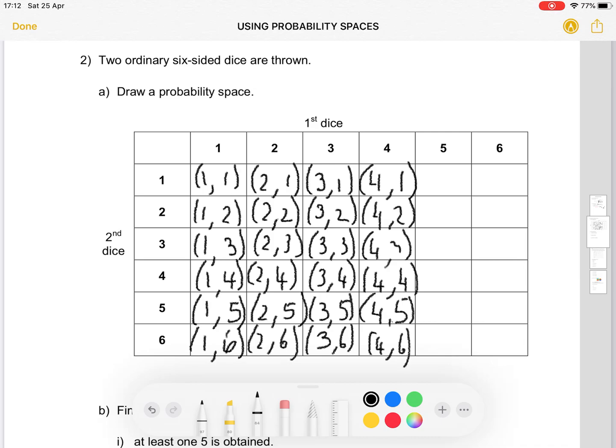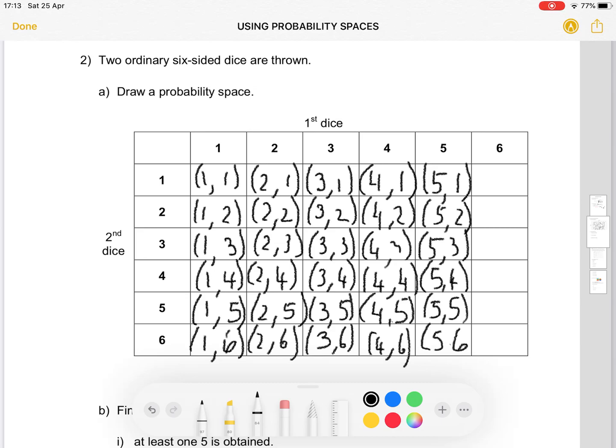The column of 5 where the first dice landed on a 5. In the first box, the second dice landed on a 1, so it's 5, 1. And then 5, 2. And then 5, 3. And then 5, 4. And then 5, 5. And then 5, 6.